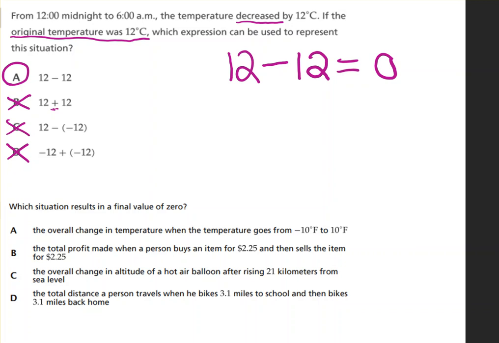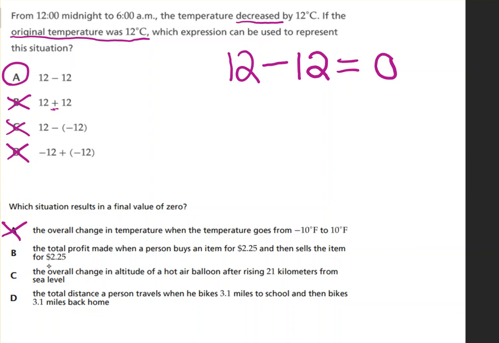The second problem today, which situation results in a final value of 0? Let's go through our answer choices. Choice A, the overall change in temperature when the temperature goes from negative 10 degrees Fahrenheit to 10 degrees Fahrenheit. So while negative 10 plus 10 would equal 0, the change that occurs here between negative 10 and a positive 10 is 20 degrees, not 0. In order to get from a negative 10 to a positive 10, you have to add 20 degrees between these two numbers. So A cannot be correct.